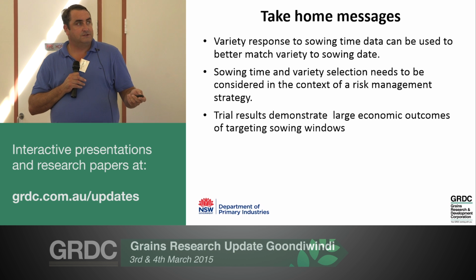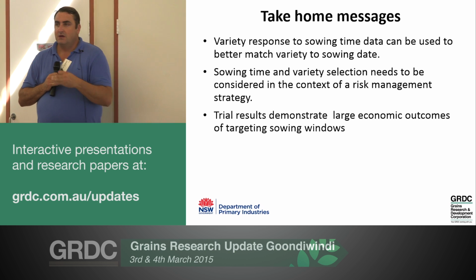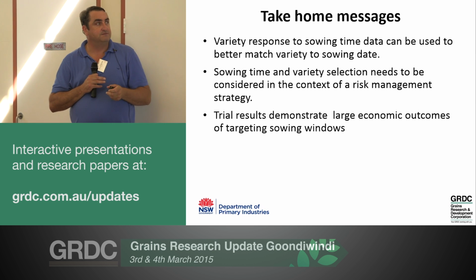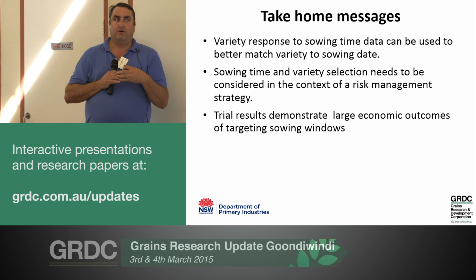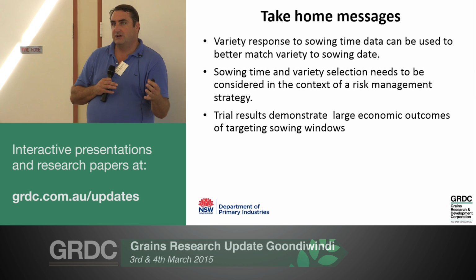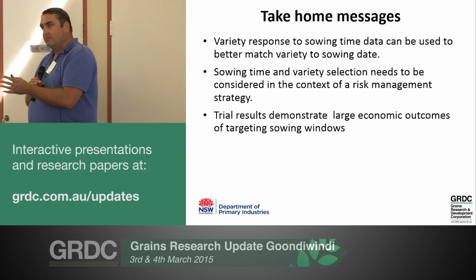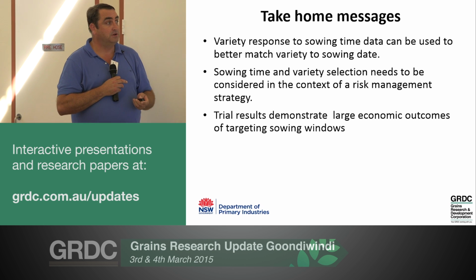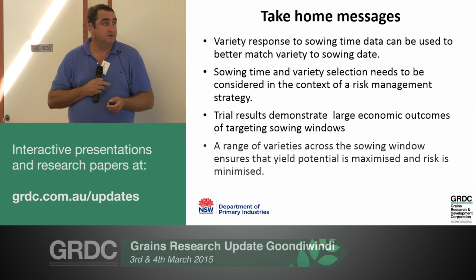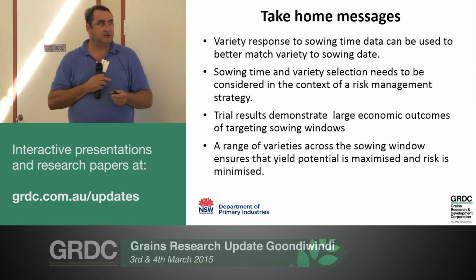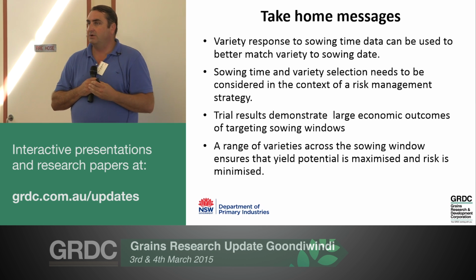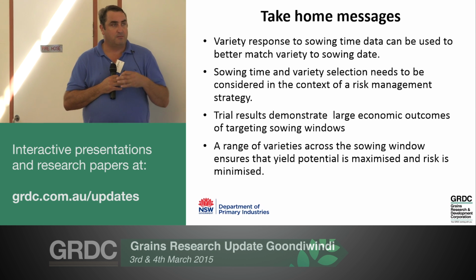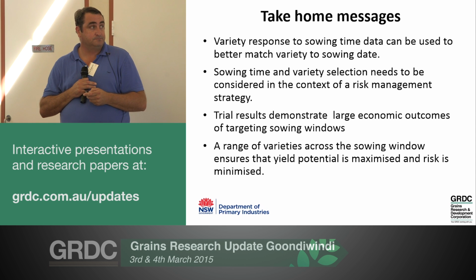So the trial results show that there can be large economic outcomes, but risk is a moving target. It varies from year to year because frost events vary from year to year. By being too conservative in terms of frost, by worrying too much about frost, you can actually cost yourself just as much by pushing into the hot part of the flowering window. So I suppose the solution is to either look at a range of varieties across sowing windows or to stagger sowing with one variety across different sowing windows to try to make sure that you're optimising that risk profile.